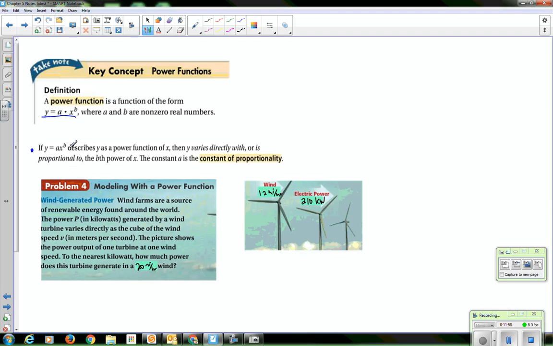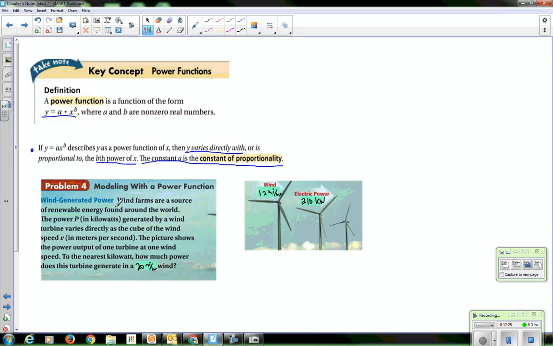If y equals ax to the b describes y as a power function of x, then y varies directly with, or is proportional to, the bth power of x. The constant a is the constant of proportionality. Awesome. So let's look at this example problem.